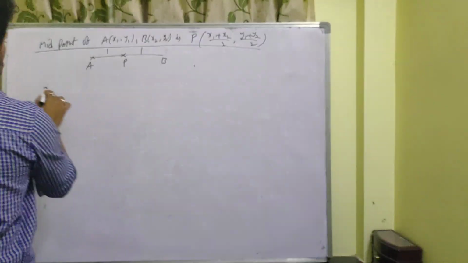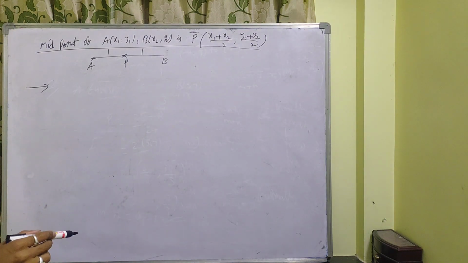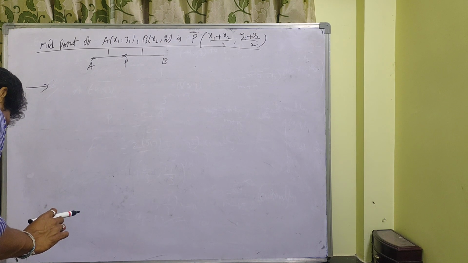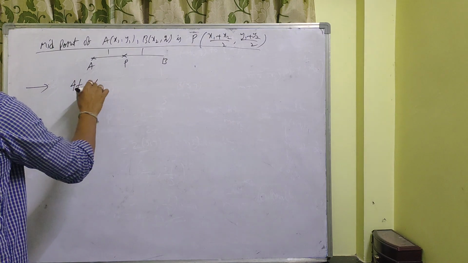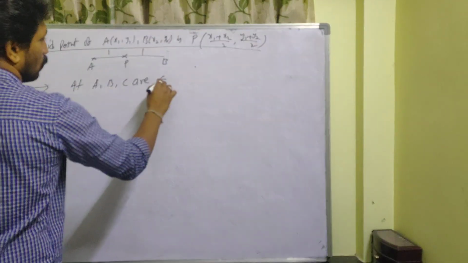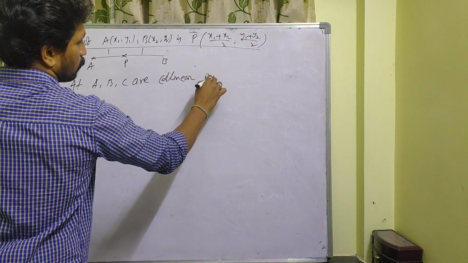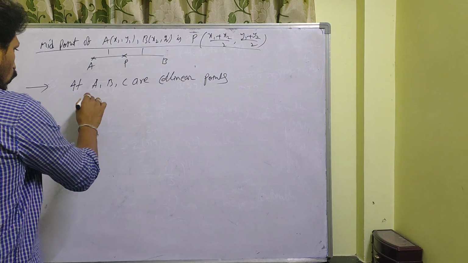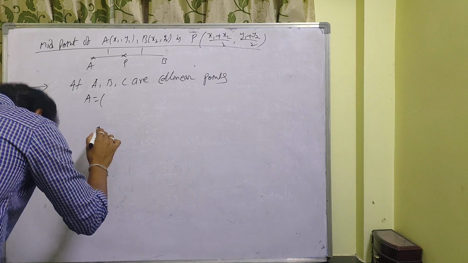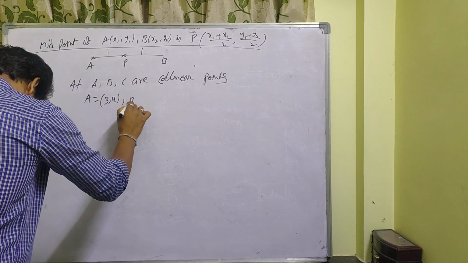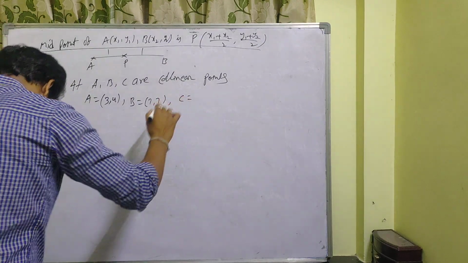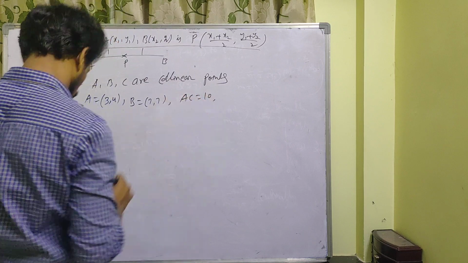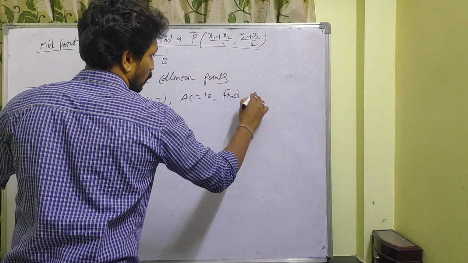Okay, this is the midpoint formula. Based on this, I give one example. It is a very simple formula you can remember. If A, B, C are collinear points, where A is equal to (3, 4), B is equal to (7, 7), C is equal to unknown, and AC is equal to 10, find the point C.